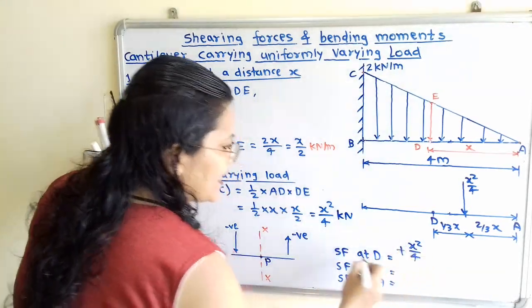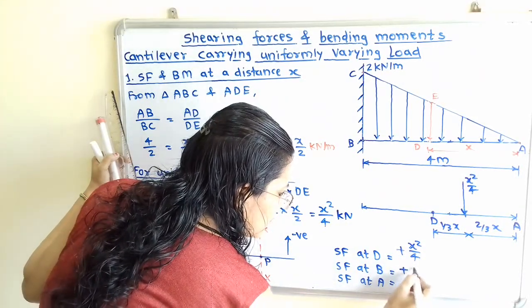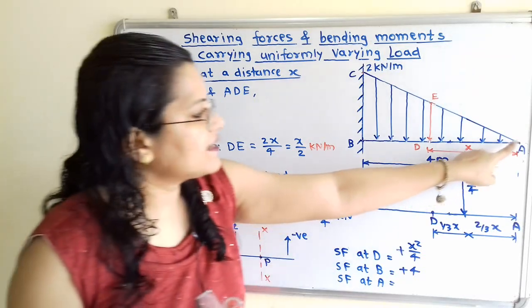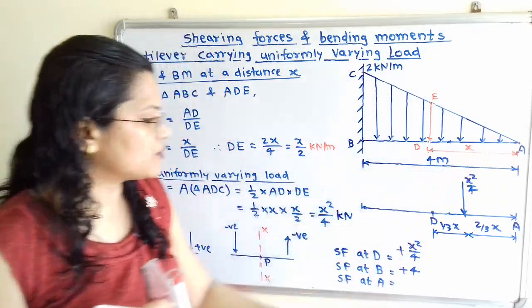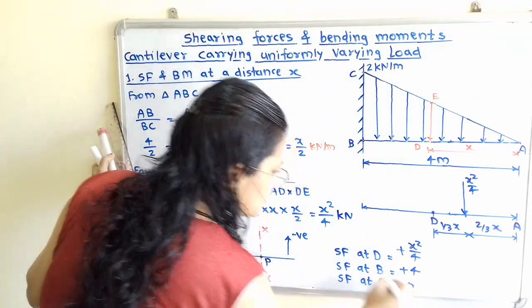So instead of x, we will put the value 4, that is 4 square by 4, which is equal to plus 4. Then SF at A. At A, this distance x is 0. So when we put x equal to 0, we get the answer 0.